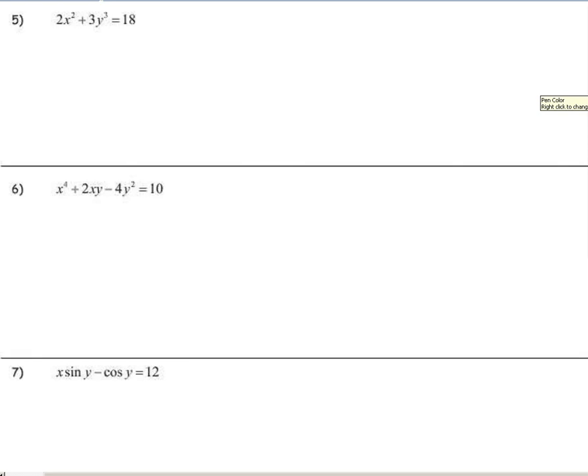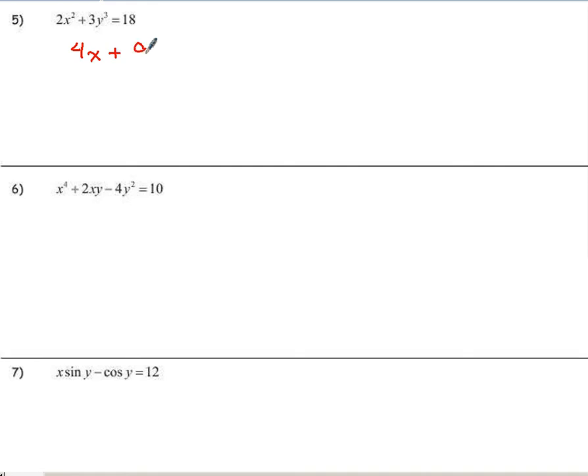So, if we're going to differentiate this one implicitly, this is where we go through term by term, take derivatives like we're used to with the same rules we're used to. It's just when we take a derivative of a y piece, that's where we add that little dy/dx notation. So number 5 here, take the derivative of 2x squared to start. You get 4x.